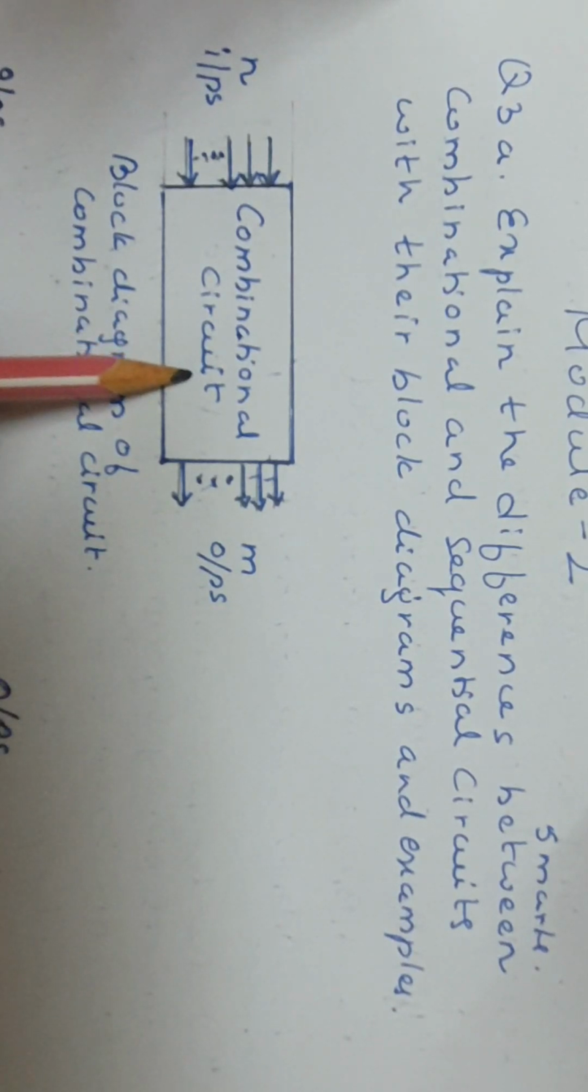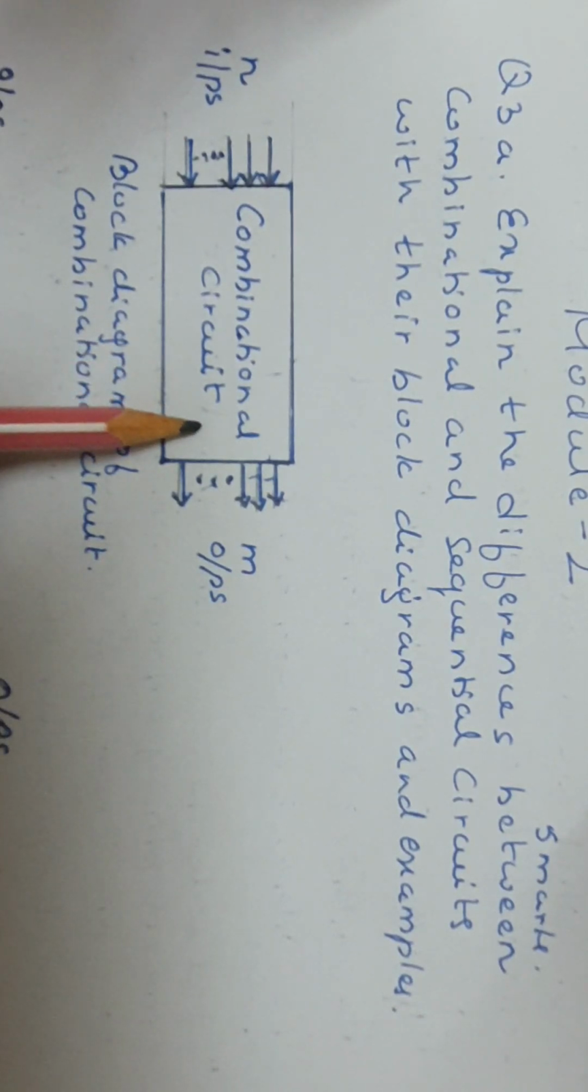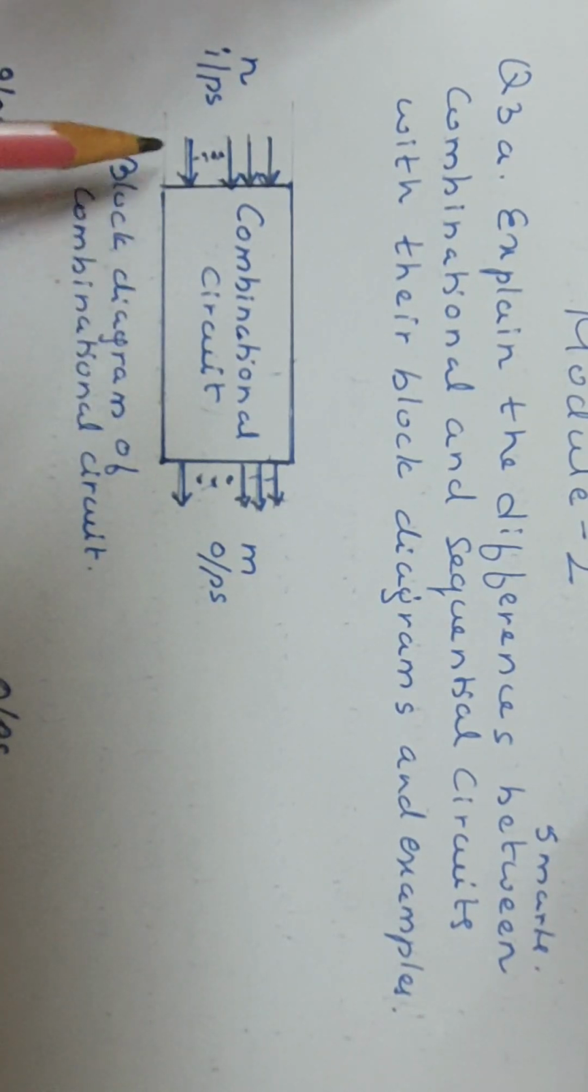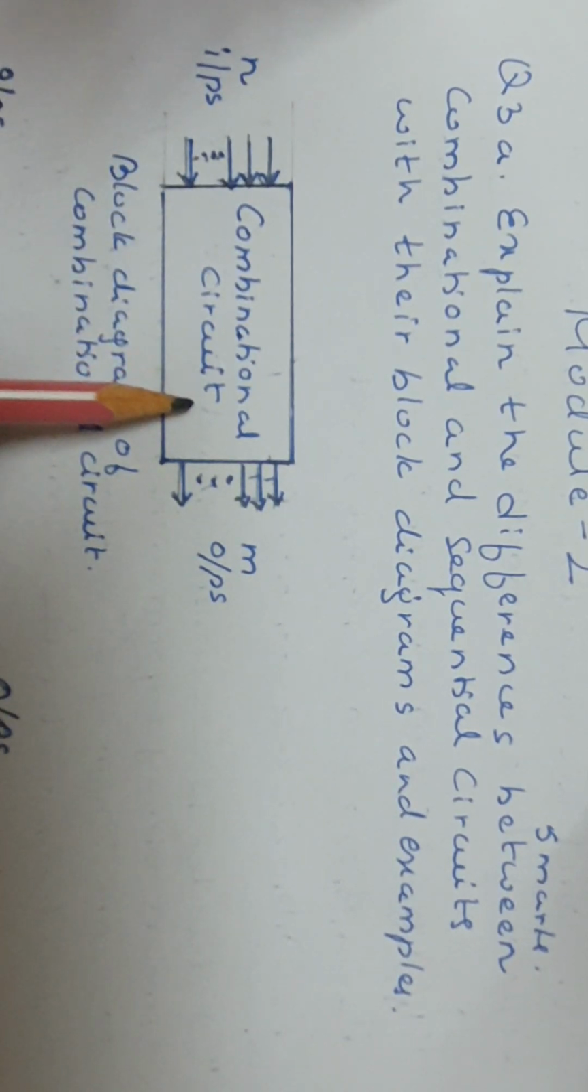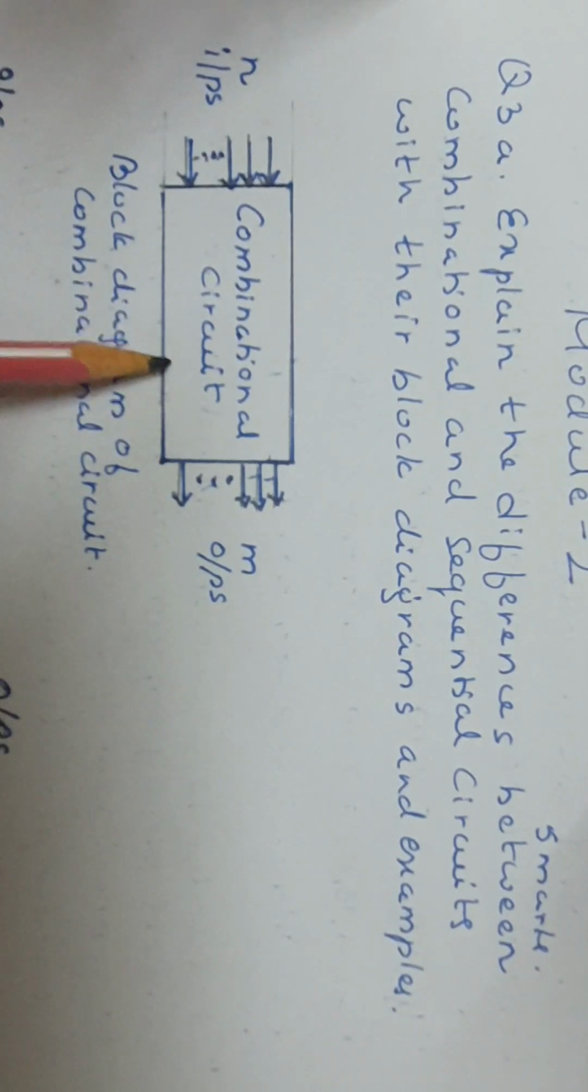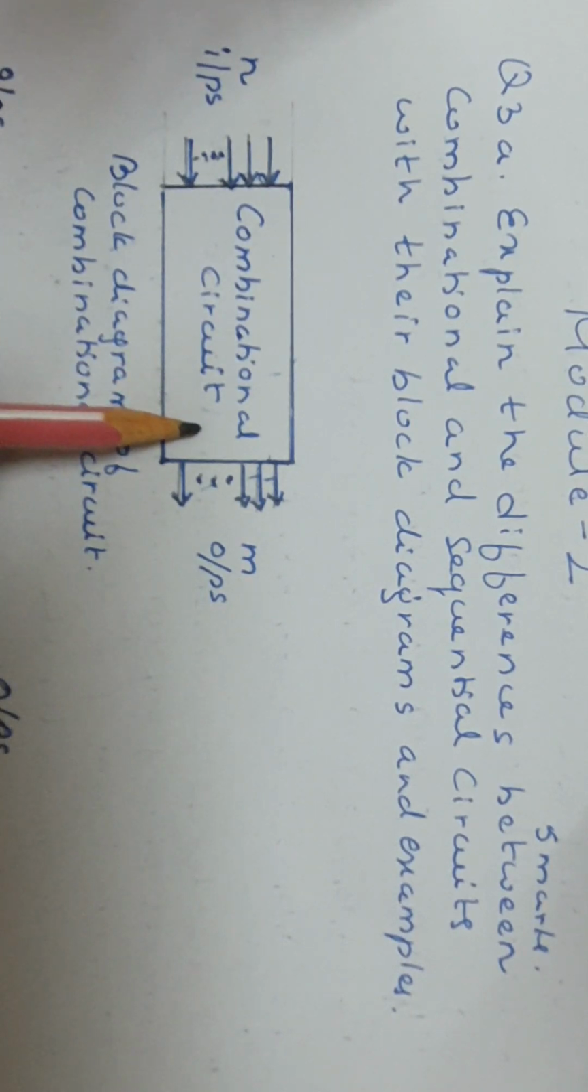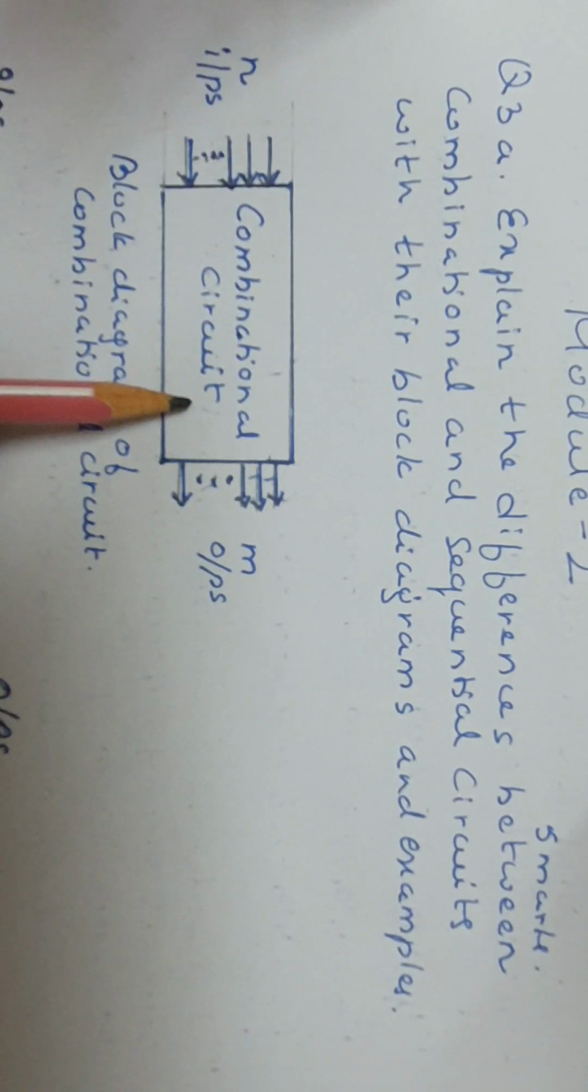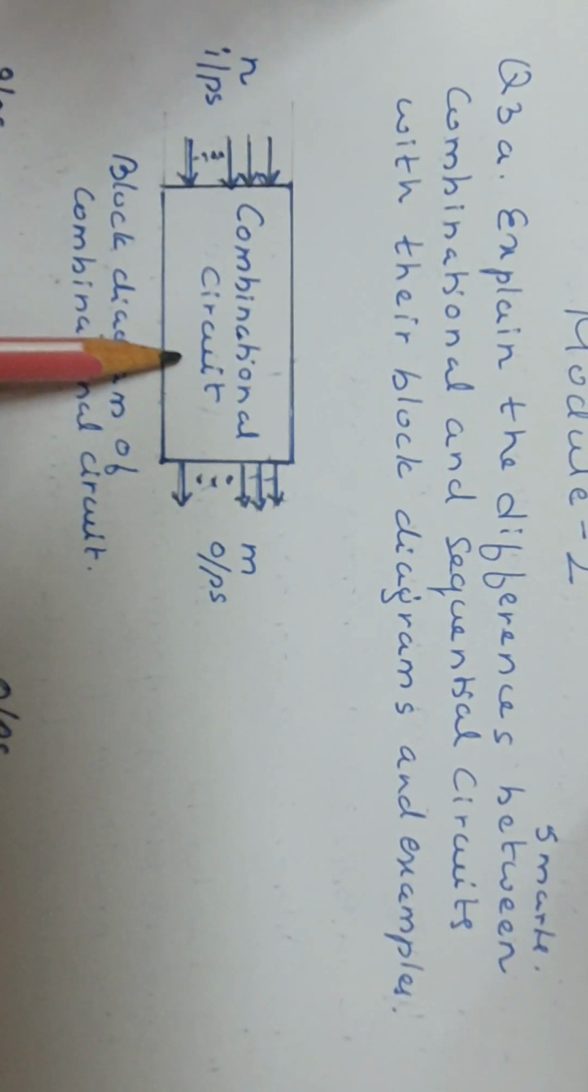That boolean function will be in terms of n number of input variables. So this combinational circuit will be made up of logic gates, and the output at any time here depends only on the inputs present at that time. This combinational circuit doesn't have memory elements. So examples for combinational circuits: half adder, full adder, half subtractor, full subtractor, multiplexer, demultiplexer, encoder, decoder. These are the various examples for combinational circuit.